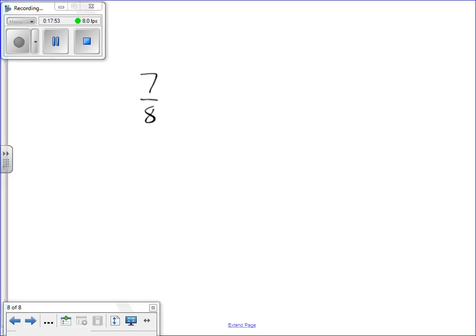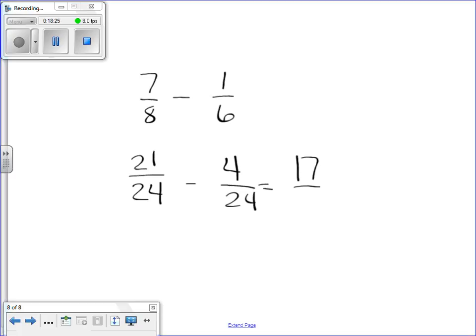7/8. This is one of the easiest ones. Minus 1/6. Common denominator? 24. 48's not wrong, but 24 is better. 24. Common denominator here would be 21. Common denominator, no, not common denominator. Numerator here would be 4. So then you should have 7.